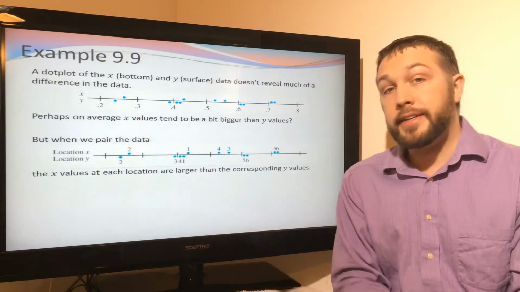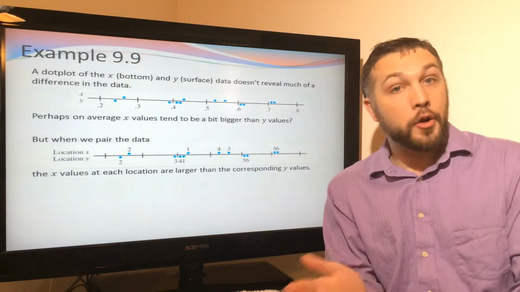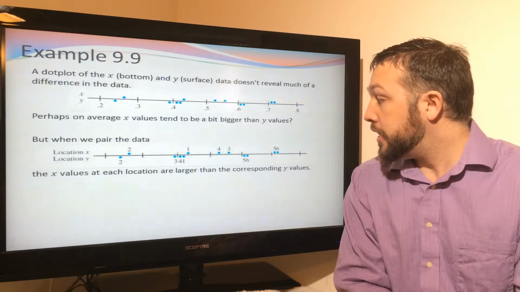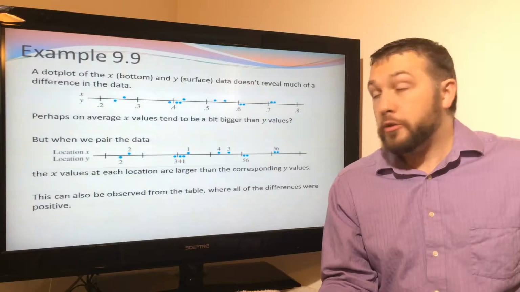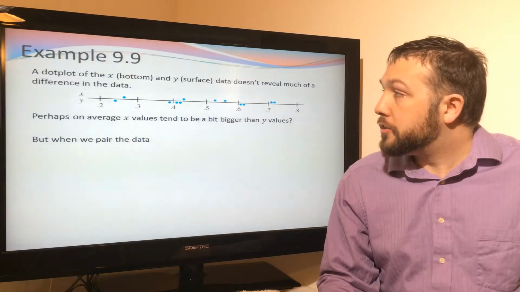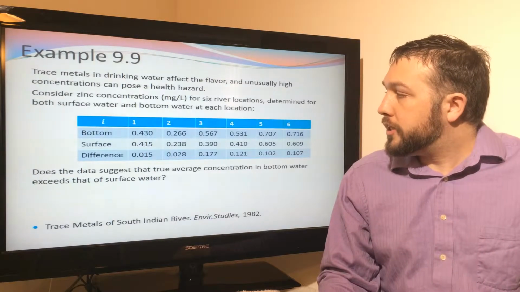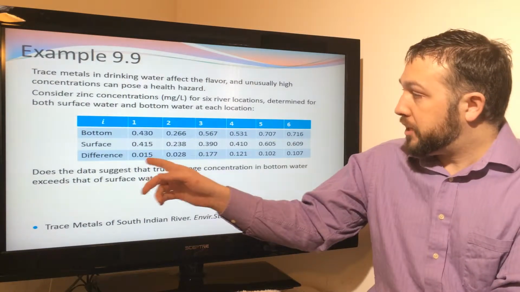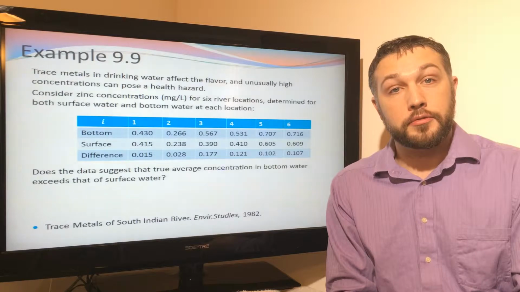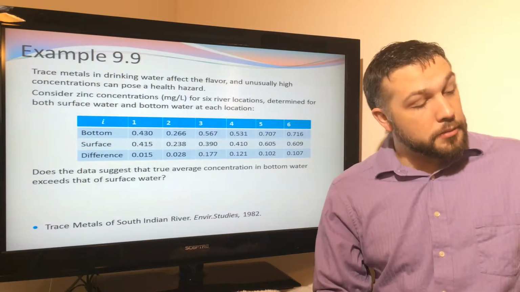But as soon as we identified which pairing of the data made sense, you could see this trend immediately emerge. And by the way, if we go back to that last slide, let me do that really quickly. The reason that X is greater than Y for each location is because these differences are always positive. Okay? So this is the point.